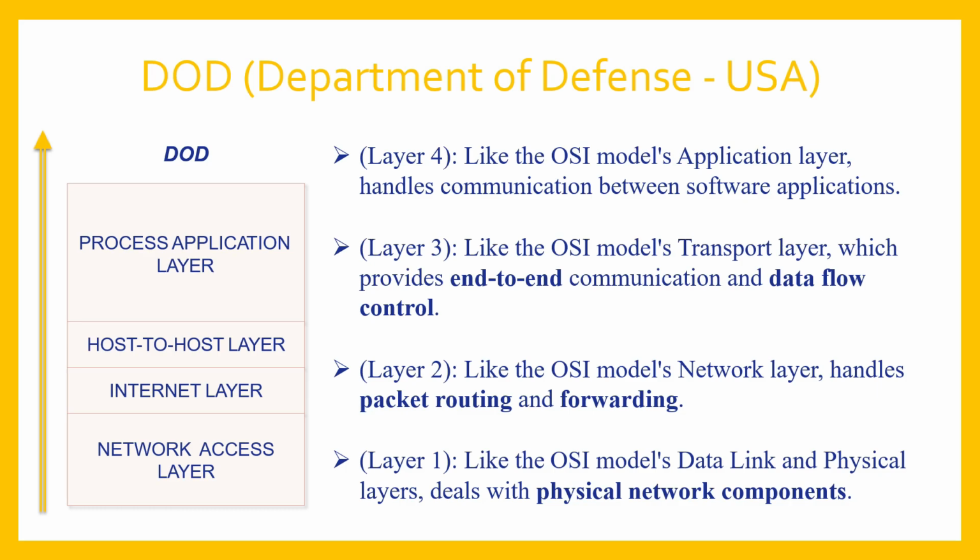Layer 2 or internet layer. Like the OSI model's network layer, this handles packet routing and forwarding. Layer 1 network access layer. Like the OSI model's data link layer and physical layer, this layer deals with physical network components.